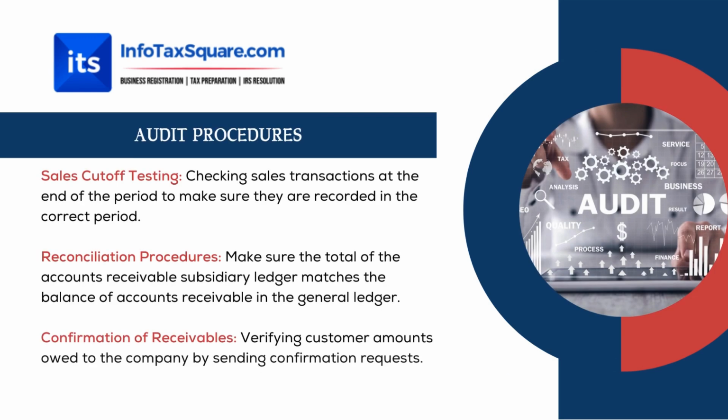Audit procedures. Sales cutoff testing, checking sales transactions at the end of the period to make sure they are recorded in the correct period. Reconciliation procedures, make sure the total of the accounts receivable subsidiary ledger matches the balance of accounts receivable in the general ledger. Confirmation of receivables, verifying customer amounts owed to the company by sending confirmation requests.